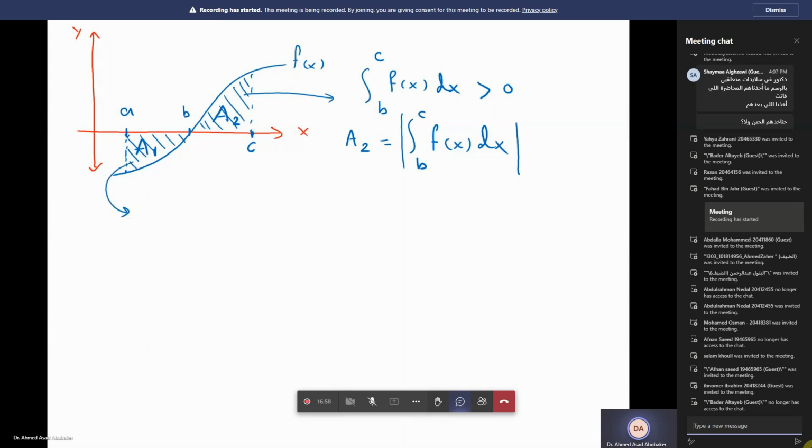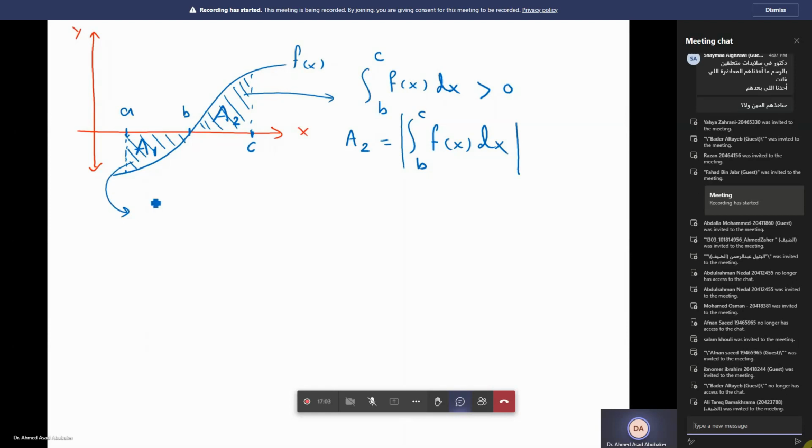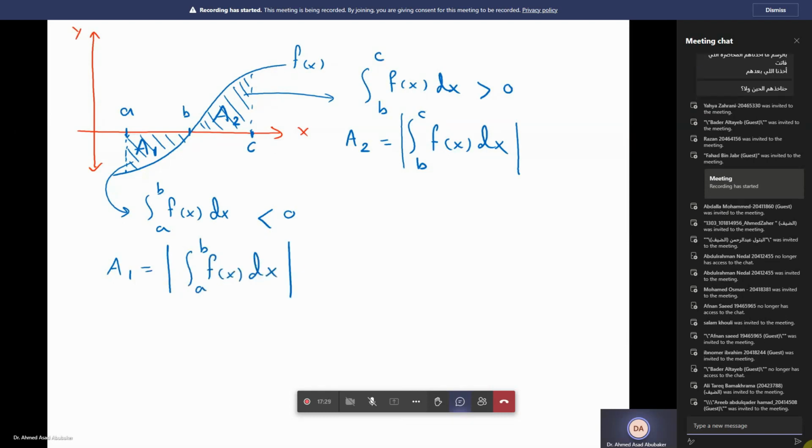Look at the first region, A1, under the x-axis. The integration from A to B for f of x, is this positive or negative? This is negative, because the curve is under the x-axis. Now, if we need to find A1, the absolute value must be put, because we have negative integration.